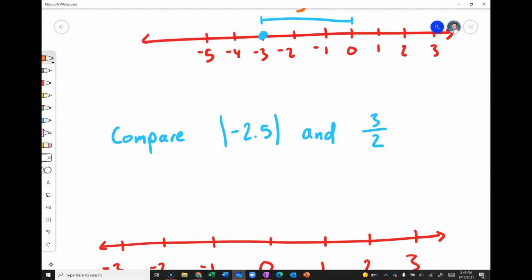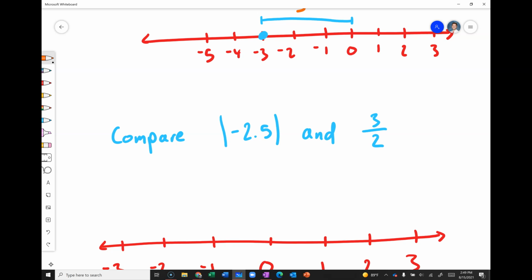So now let's compare the absolute value of negative 2.5 and 3 halves. So first we want to look at the absolute value of negative 2.5. So again, the absolute value is simply how far a number is from 0. And we know that we can then just take that and write it as a positive number.